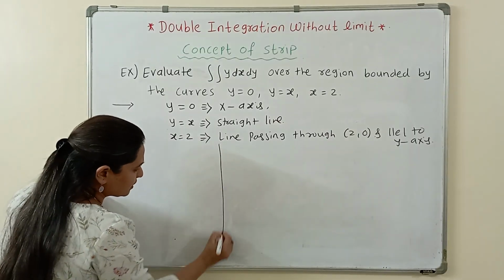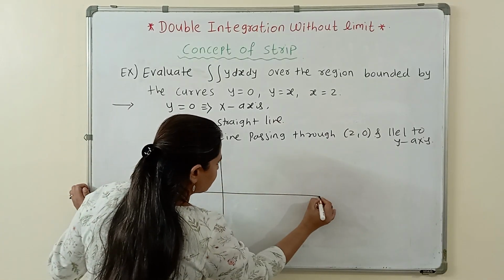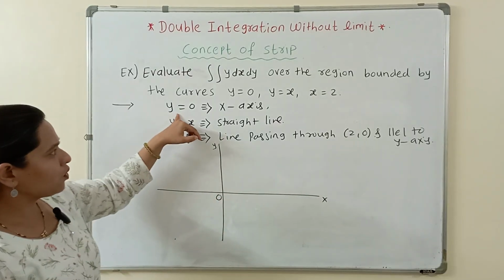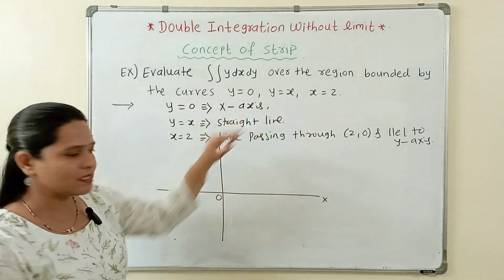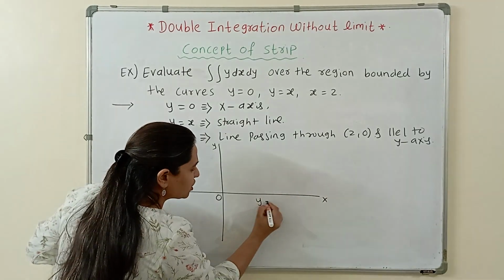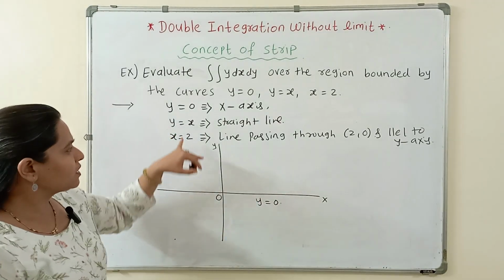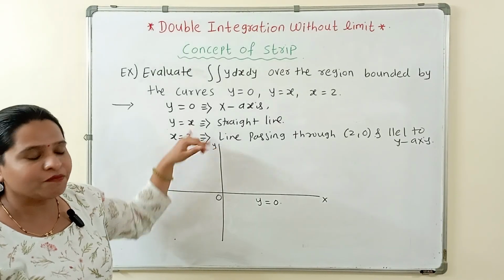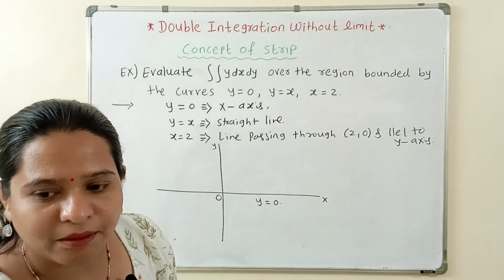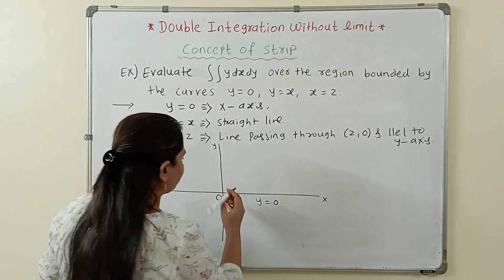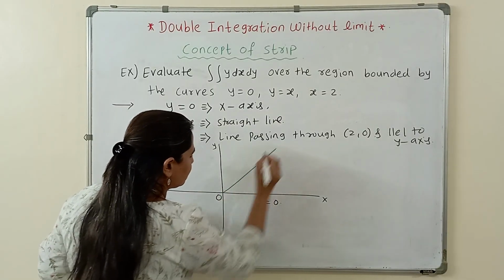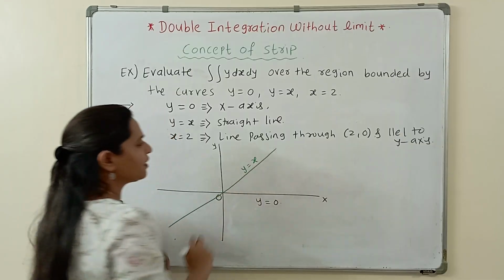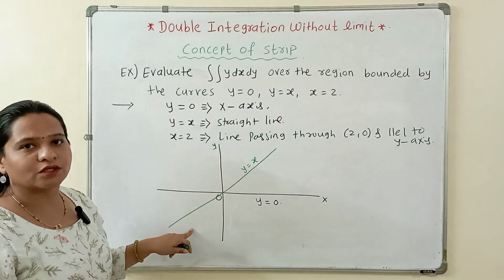So now this is the y-axis, this is the x-axis, and this is the origin. Now the first is y equal to 0, which means it is the x-axis, so the equation of the curve is y equal to 0. Next is y equal to x. It is a straight line, and everyone knows how to draw this. So y equal to x is this line. This is a straight line passing through the first quadrant and the third quadrant.